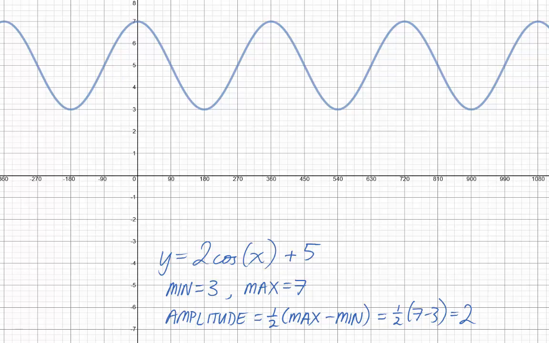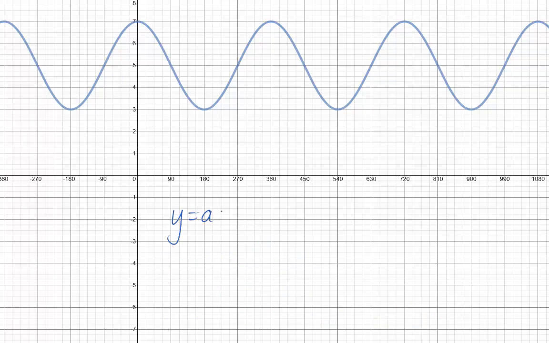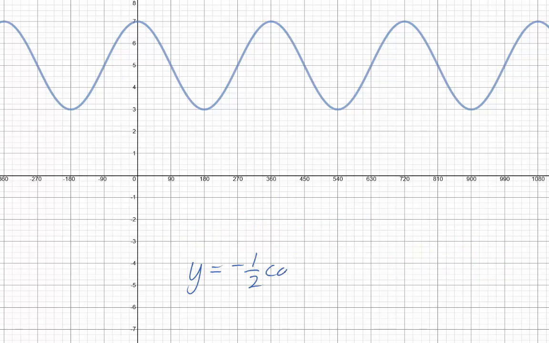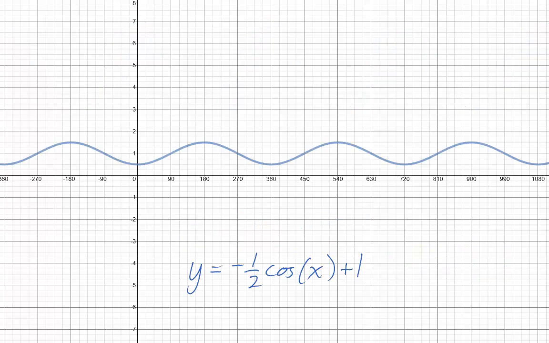If the general rule for a cos graph is y equals a times cos (bx plus c), all plus d, then the amplitude is determined just by a. If a is positive, then the amplitude is a. But if it's negative, then the amplitude is negative of a. For instance, let's look at y equals -½ cos x plus 1. The graph is flipped upside down, halved in height, and then shifted up 1 unit, so the amplitude is a half.